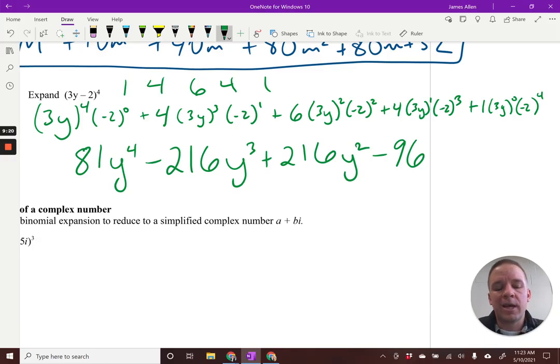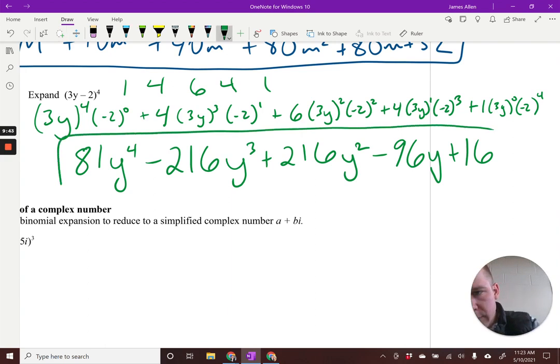Yeah, 96. There we go. 12, 8 feet, 96 inches. That's how I remember it. Lovely. y to the first, so just y. And then last one, 3y to the 0 is just 1, right? So it's gone. Negative 2 to the fourth is positive 16. Okay. There we go. Beautiful. Box it.